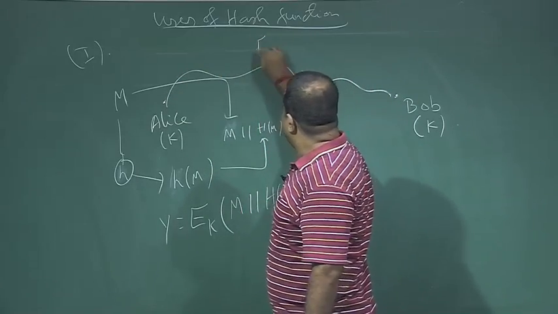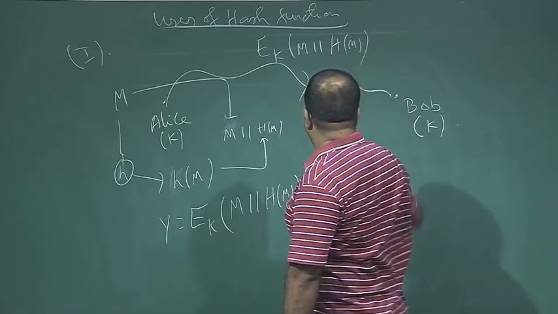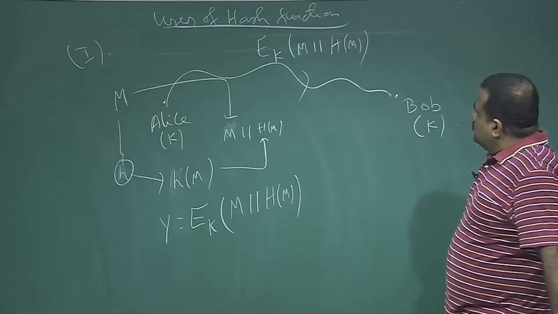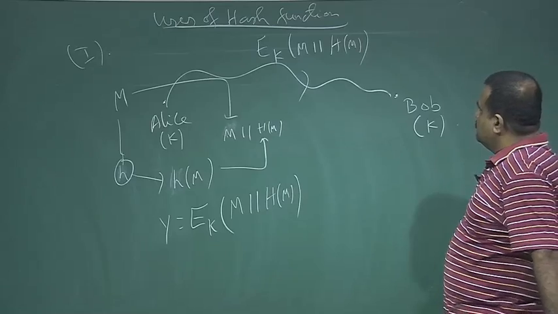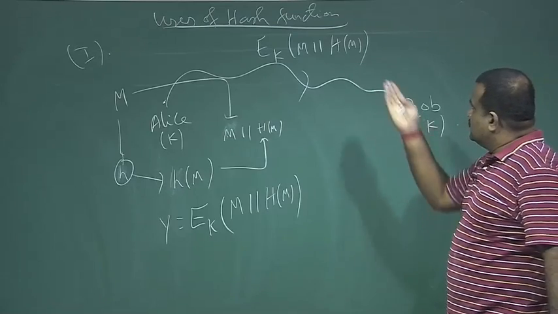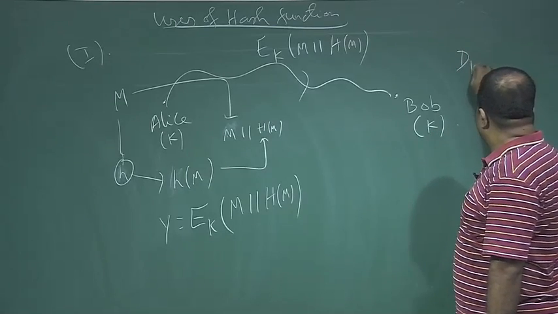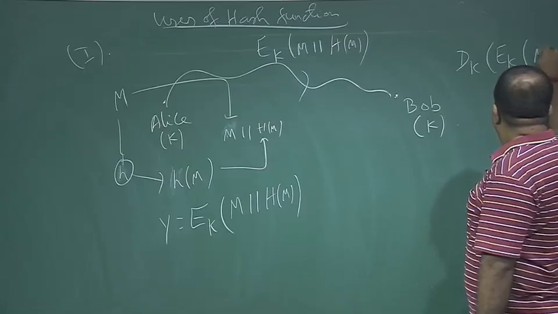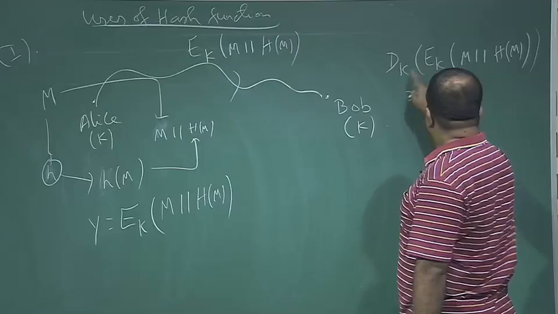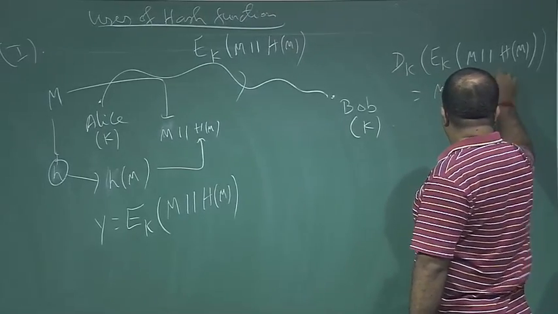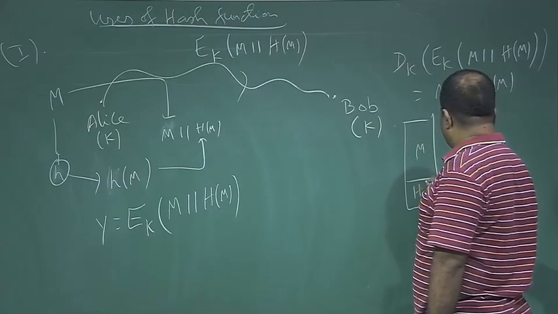So basically Alice is sending EK of M concatenated with H of M. Now how will Bob authenticate this? Bob gets this encrypted message and decrypts it using the key K that Bob has. The encryption cancels out, and Bob is basically receiving M and H of M.